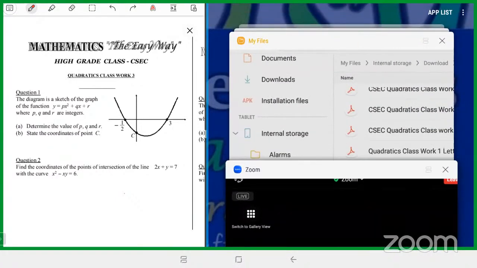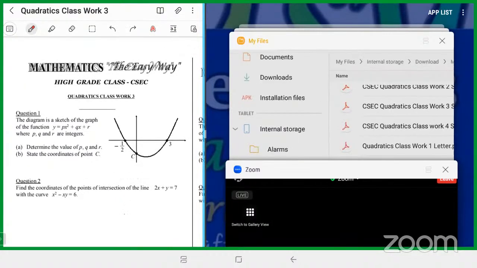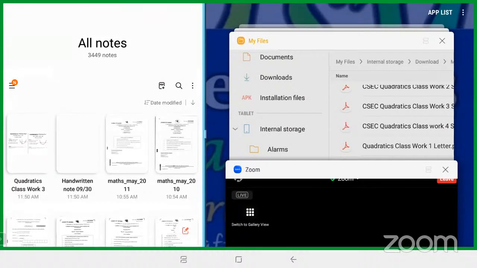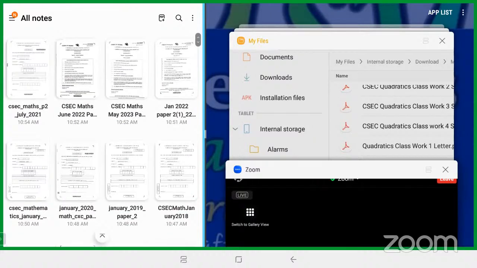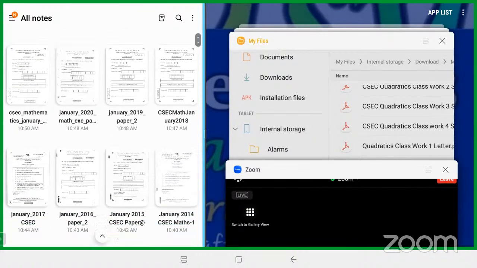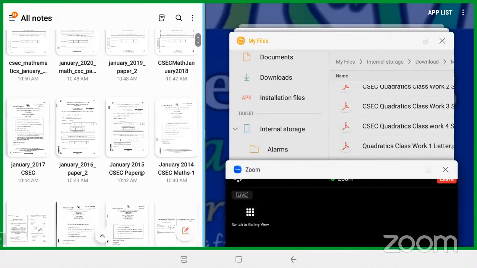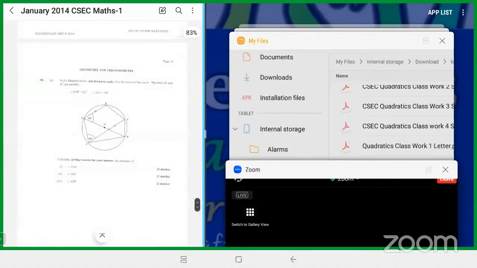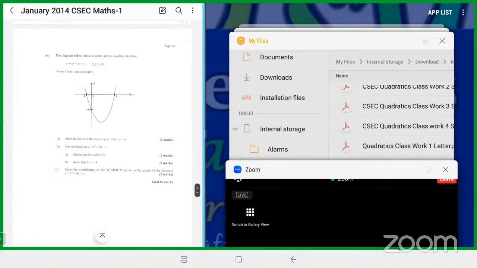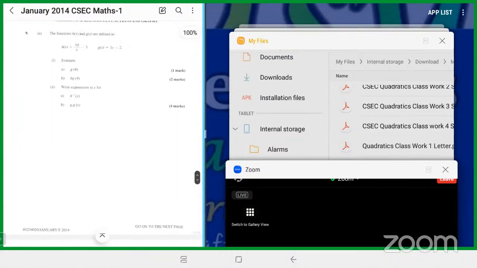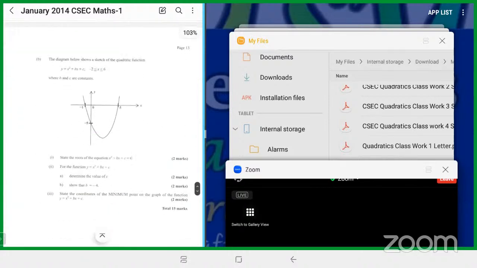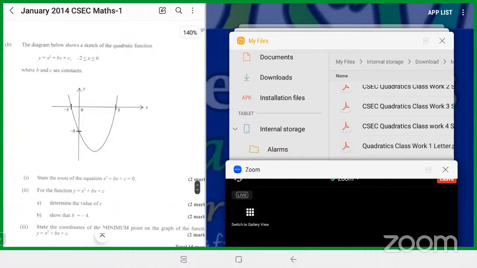So the first one I'm going to look at is from January 2014. That's the only one I could find where they give you the rules and they wanted the function. This question right here, this is January 2014, guys. Question 9 part B. All right, let's look at it.